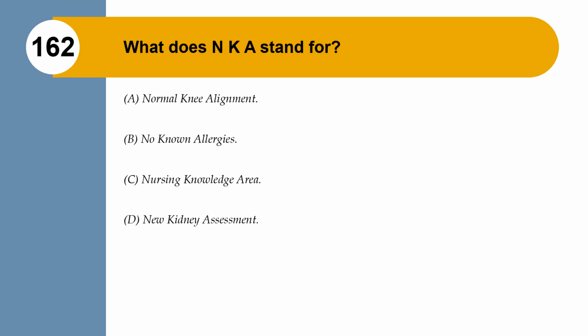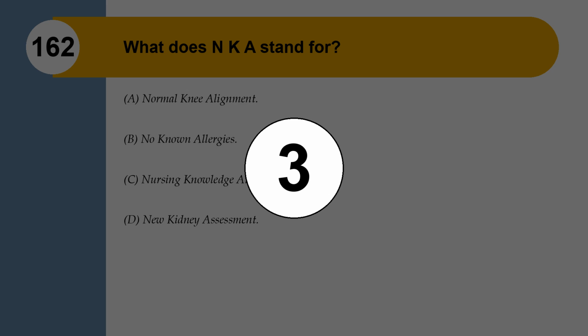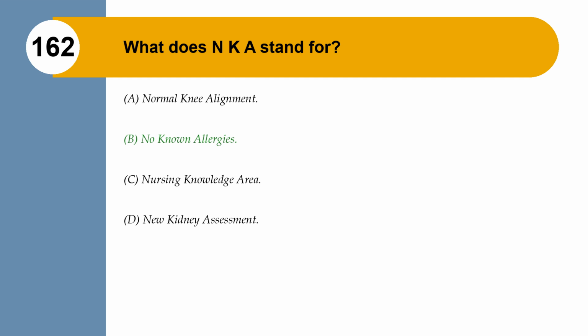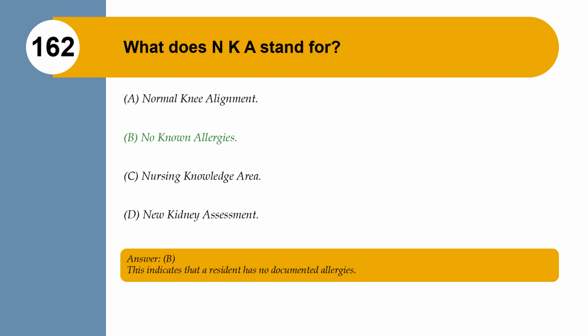Question 162. What does NKS stand for? Option A, normal knee alignment. Option B, no known allergies. Option C, nursing knowledge area. Option D, new kidney assessment. The correct answer is option B, no known allergies. Explanation: this indicates that a resident has no documented allergies.